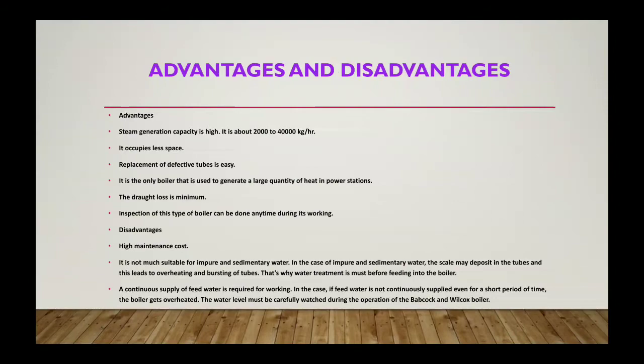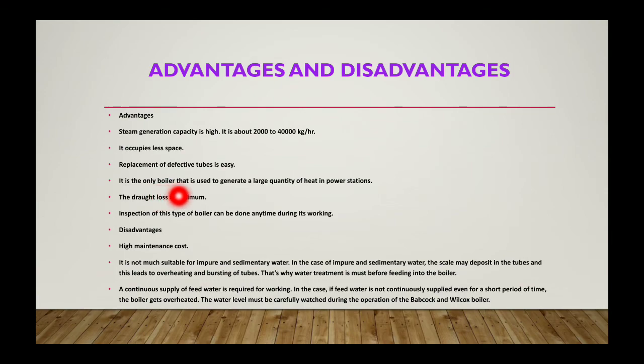Now the advantages and disadvantages. Number one, the steam generation capacity is very high. It is about 2000 to 40,000 kg per hour in the case of the Babcock and Wilcox boiler. And it occupies very little space. It can be installed in a very small space. The replacement of defective tubes is very easy because these tubes, that means the water tubes, are very light in weight.